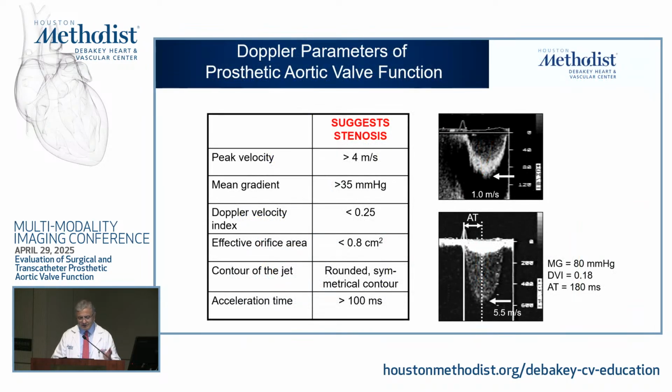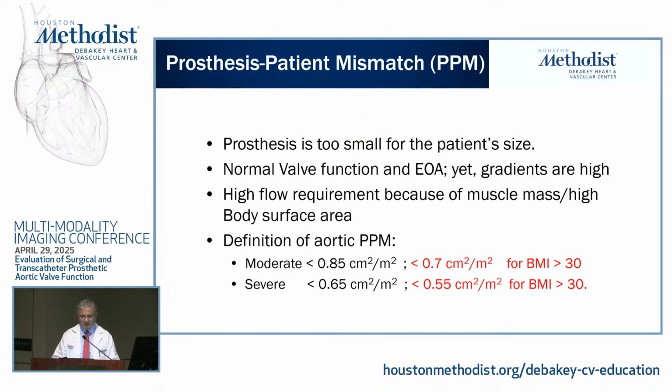What suggests stenosis, obviously, are higher velocities, higher gradients, a low DVI, et cetera. This has not really changed over time since the first prosthetic valve guideline back in 2009. Remember, there is this entity of prosthesis mismatch. It occurs more often in the aortic position, but it can certainly occur in the mitral position if you have a lot of annular calcification and you have to put in a small valve. A 25 millimeter valve in the mitral position will cause prosthesis mismatch.